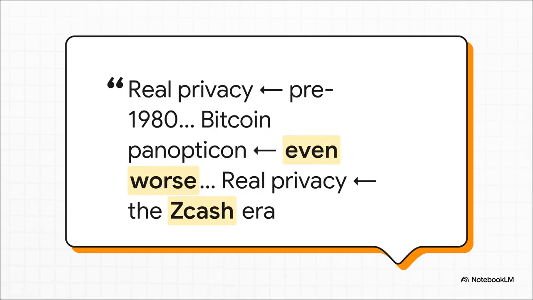This quote from Zcash founder Zooko Wilcox perfectly nails the problem we're talking about today. What he's saying is, we used to have privacy just by default, right? Before 1980. Then came this era of constant surveillance. And here's the shocker. Bitcoin, for all its revolutionary promise, actually made things worse. It created what he calls a panopticon, a world where every single transaction is public forever. And Zcash, he argues, is the answer to that problem.